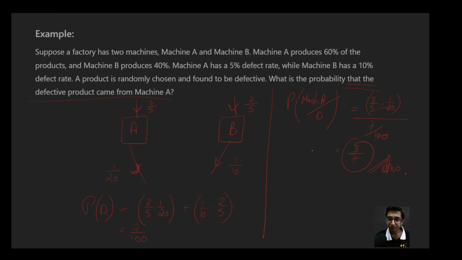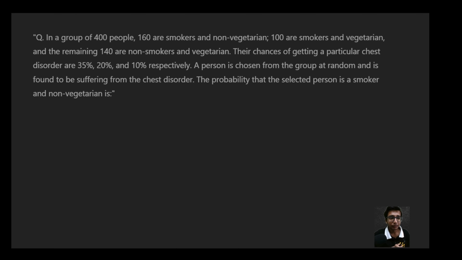3 by 7. So again, for Bayes theorem as well, whatever type of questions are asked, it is recommended that you draw this type of diagram or pathways so that it becomes easier for you to solve questions, because you just have to multiply all the probabilities that you got in one pathway and simply add the total probabilities of all the pathways. Let's look at one more example.